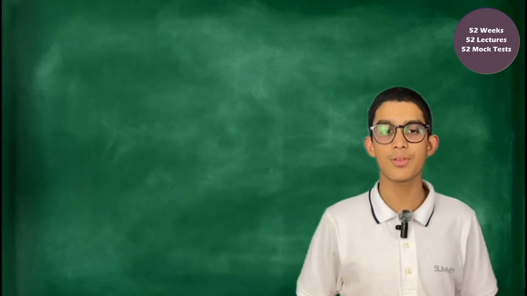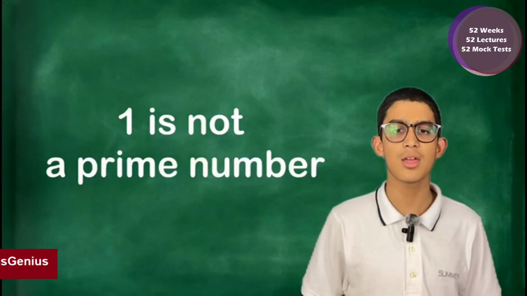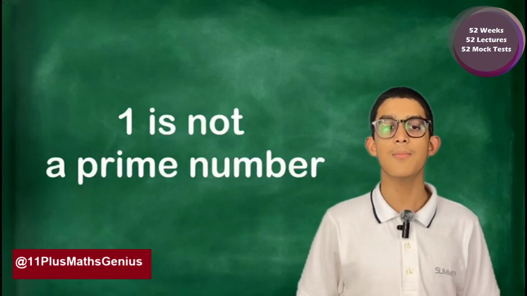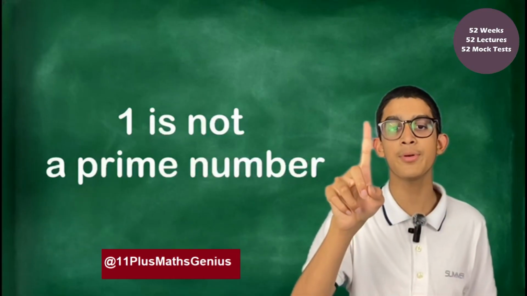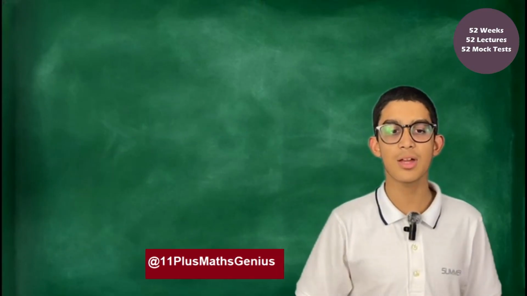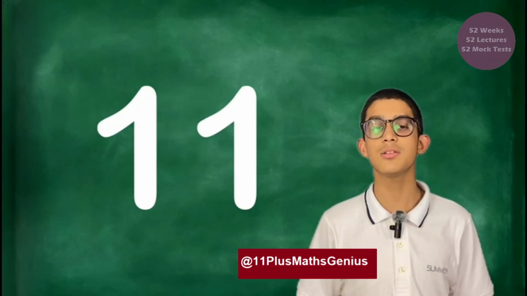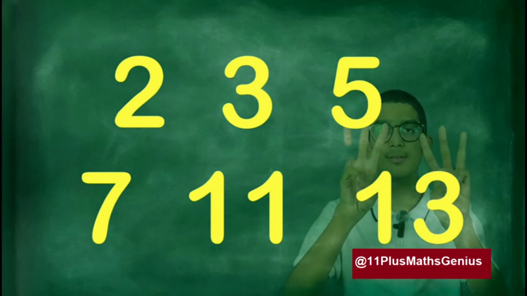Question number 2. Just count all prime numbers from 1 to 15. Remember, 1 is not a prime number. Most students incorrectly count 1 as a prime number. So we have 2, 3, 5, 7, 11, and 13. A total of 6 prime numbers, not 7.